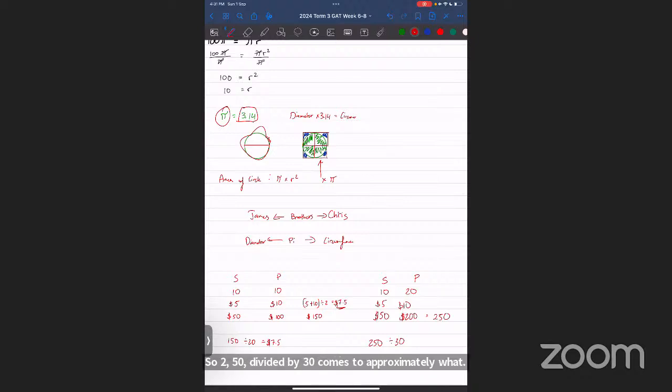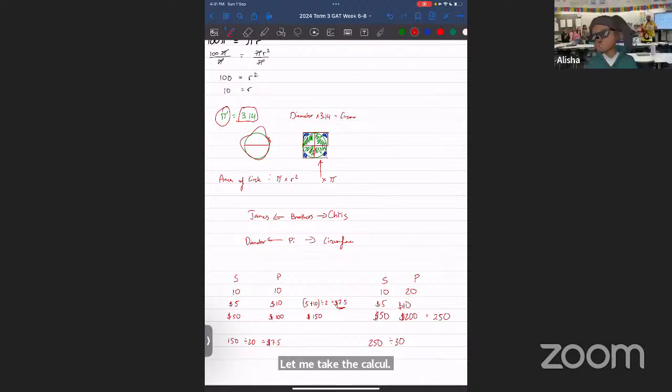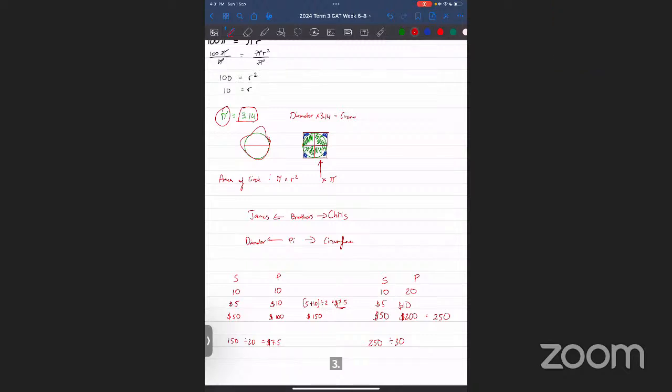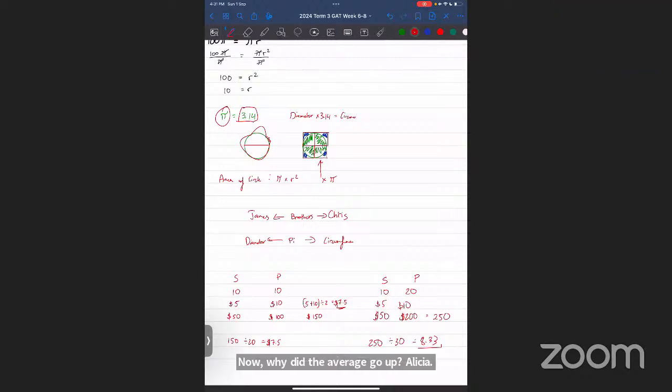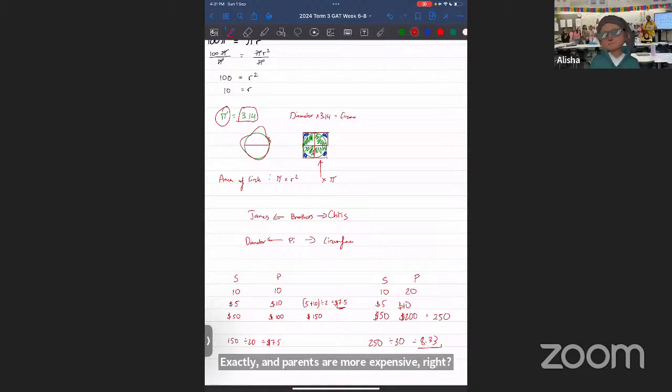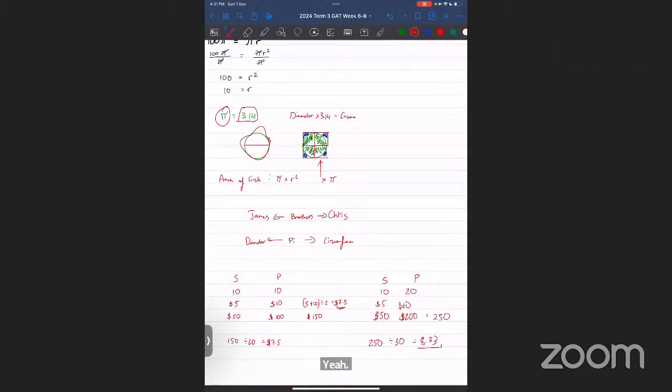So 250 divided by 30 comes to approximately what? Let me take the calculator for you to speed you up. 8.33. Good girl. 8.33333. Right? Now, why did the average go up, Alicia? Because there were more parents. Exactly. And parents are more expensive, right? Yeah. So because of that, in this case, you have to do this method.